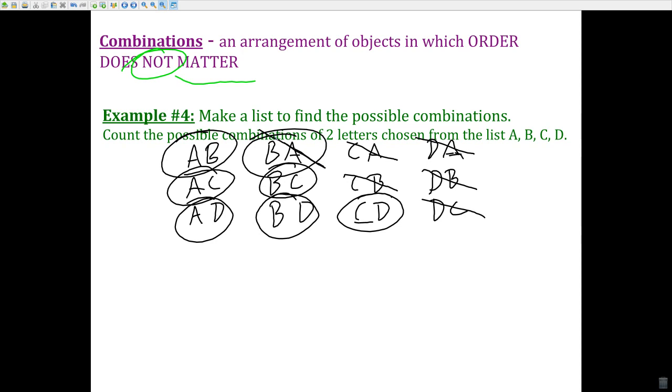Oh, wait, we already did this one. Yeah, don't count that. So look, 1, 2, 3, 4, 5, 6. We have 6 combinations. That's what you should say, 6 combinations.